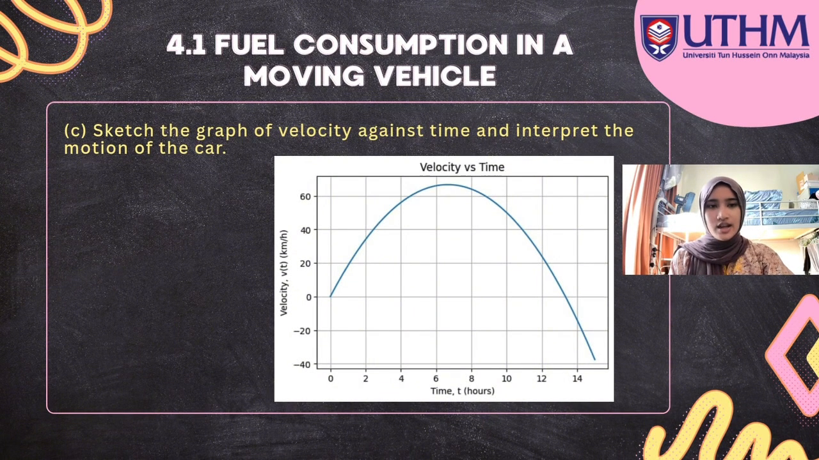The graph reaches its highest point at approximately 6.67 hours, where the maximum velocity is about 66.67 kilometers per hour. After reaching this maximum point, the velocity begins to decrease, indicating that the vehicle is decelerating. Finally, velocity becomes zero again at approximately 13.33 hours, which means the vehicle comes to a complete stop. Overall, the graph demonstrates that the vehicle accelerates initially, reaches a maximum velocity, and then gradually slows down until it stops.